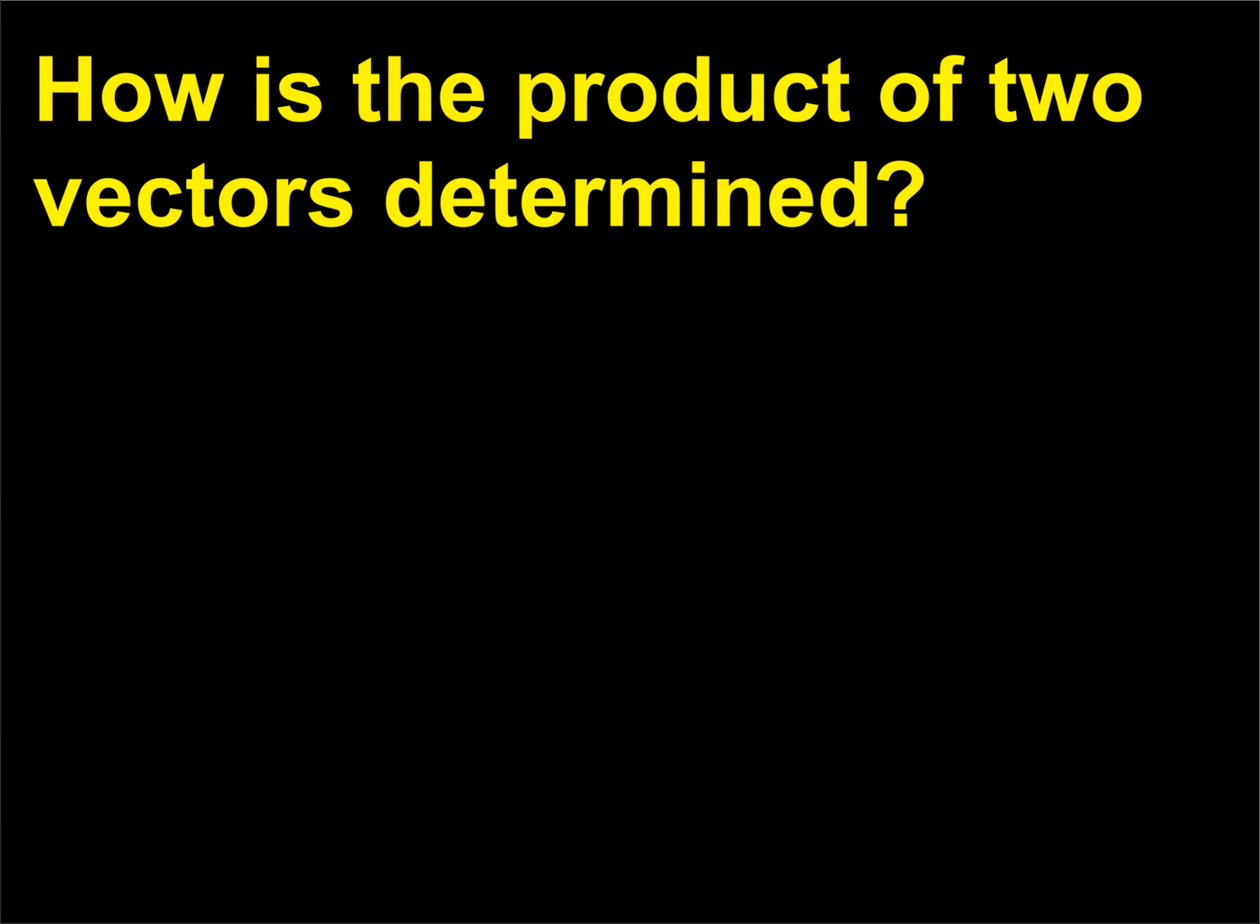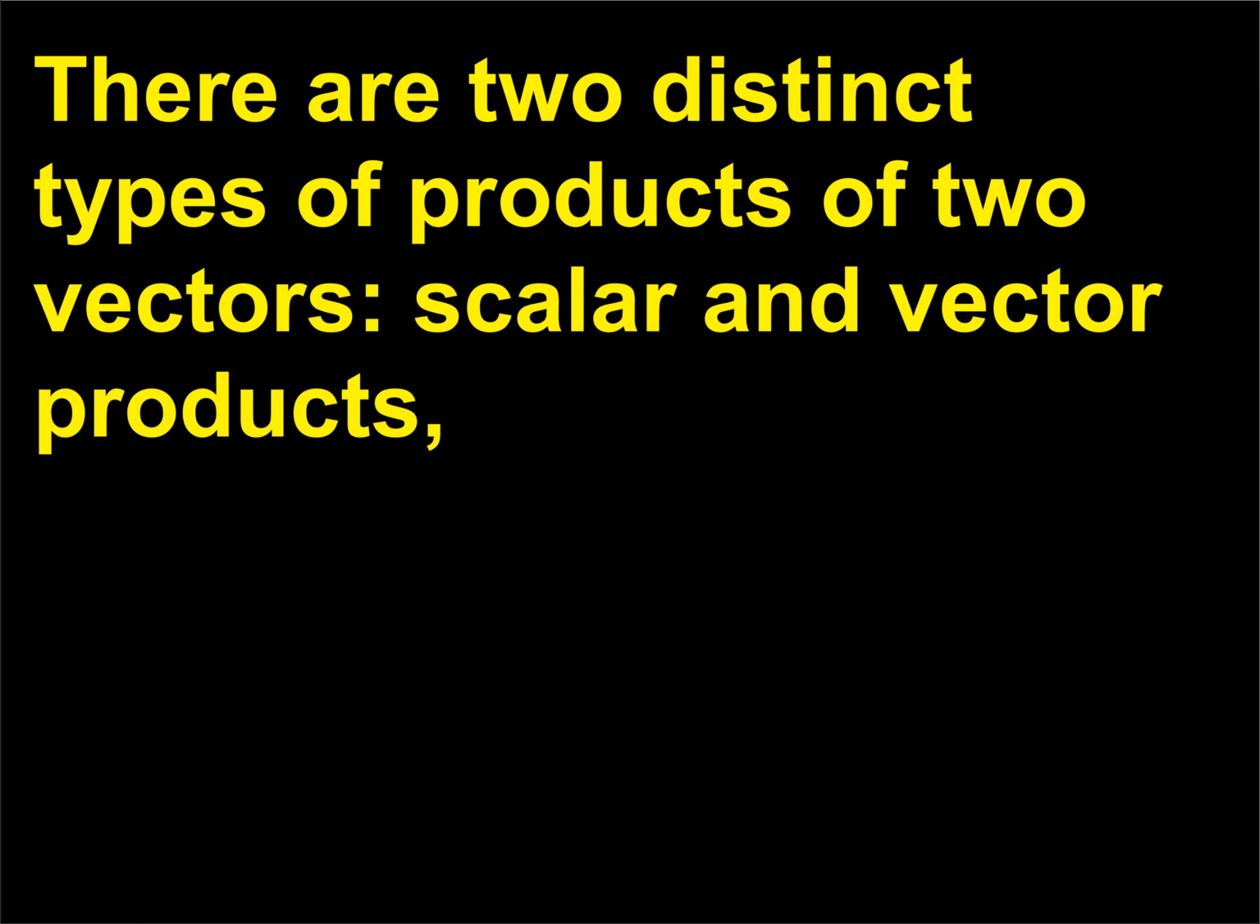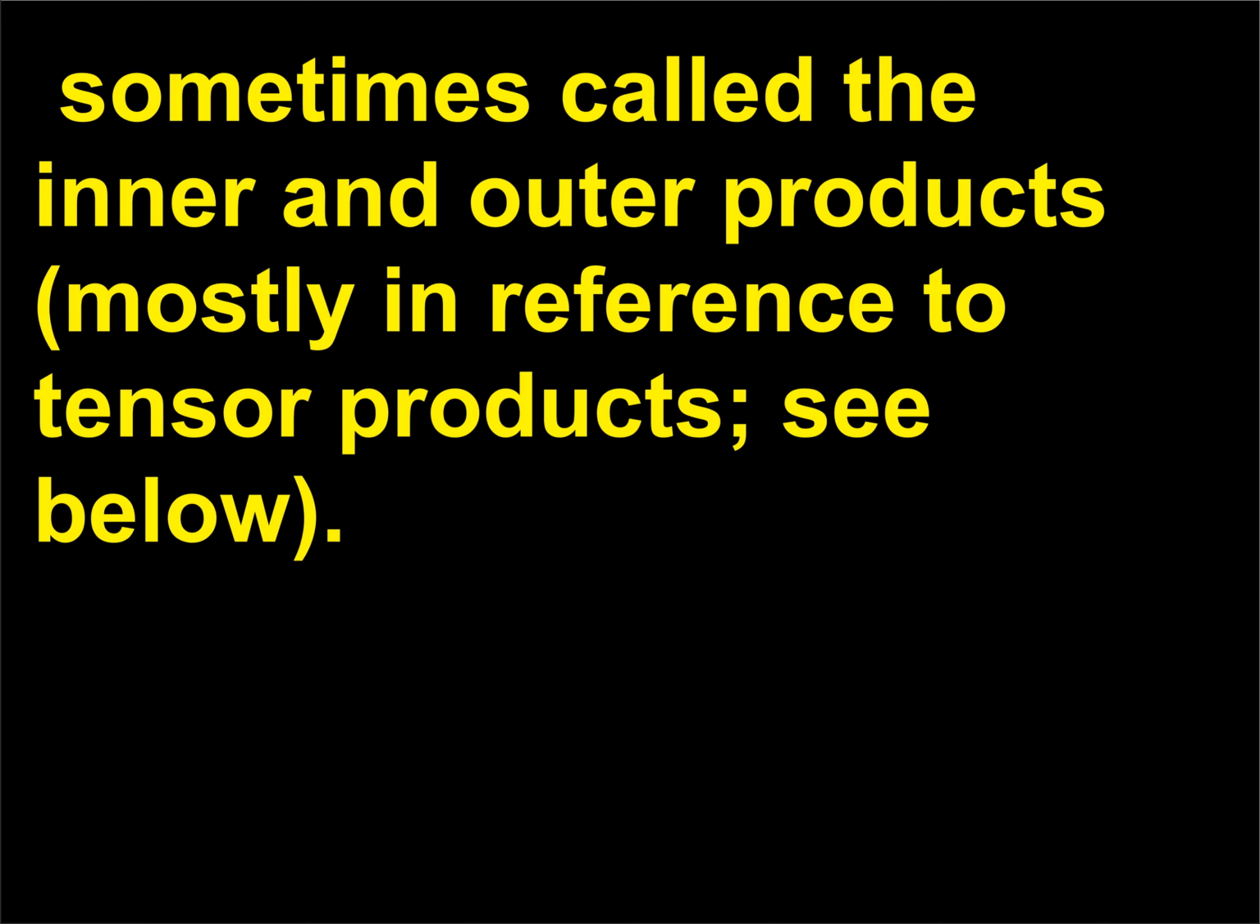How is the product of two vectors determined? There are two distinct types of products of two vectors, scalar and vector products. Sometimes called the inner and outer products, mostly in reference to tensor products, see below.